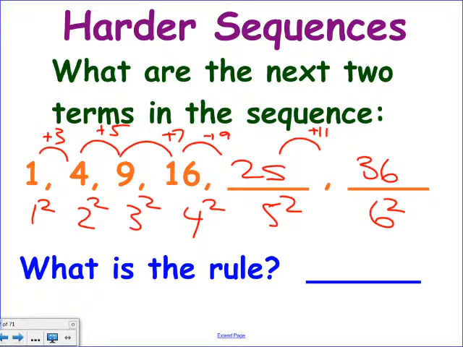So the term-to-term rule could be squaring the next number along, or it could be adding 2 to whichever the difference was last time, so whichever one you want. Could you write either of them as the rule? Yes, and they would both be correct.